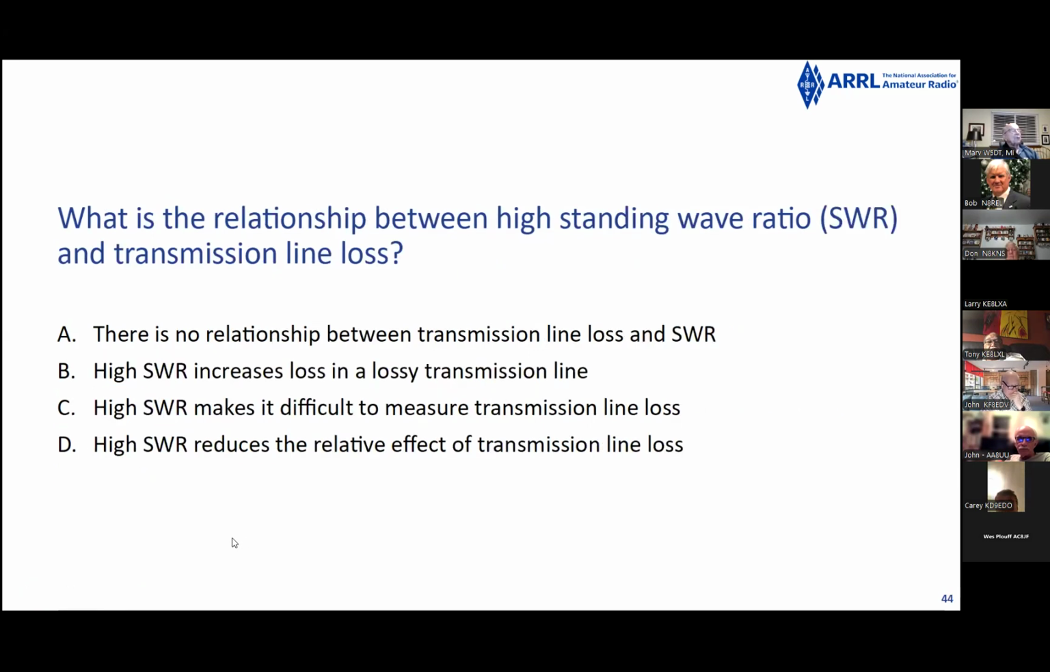What is the relationship between high standing wave ratio and the transmission line loss? There is no relationship between transmission line loss and SWR. High SWR increases loss in a lossy transmission line. High SWR makes it difficult to measure transmission line loss. High SWR reduces the relative effect of transmission line loss. I say Baker. High SWR increases loss in a lossy transmission line. B.